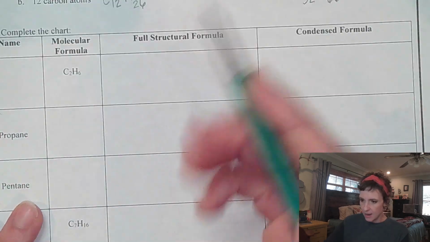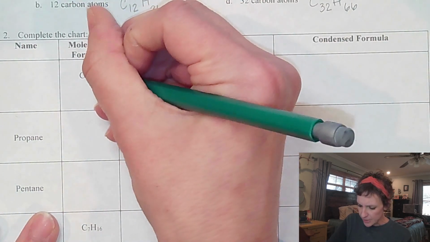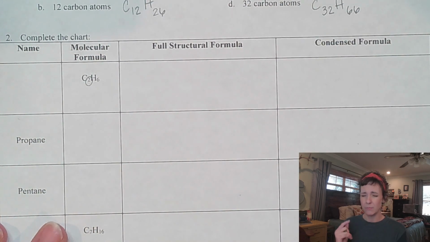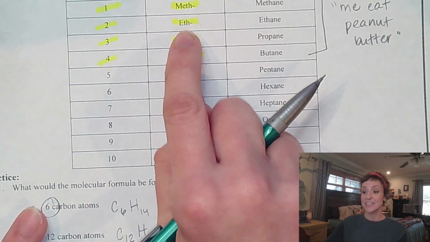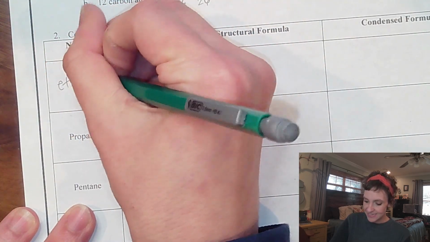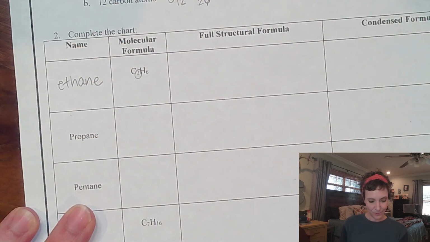We're excited. All right, let's name this guy first. So I see a 2 here. That 2 is important because the prefix for 2 is eth. So I have ethane. This is ethane. How exciting for us. So that eth means my 2.